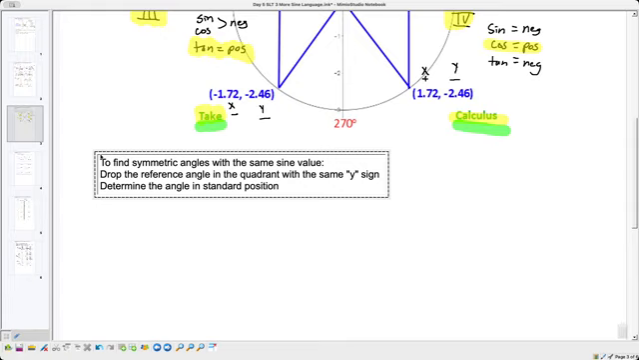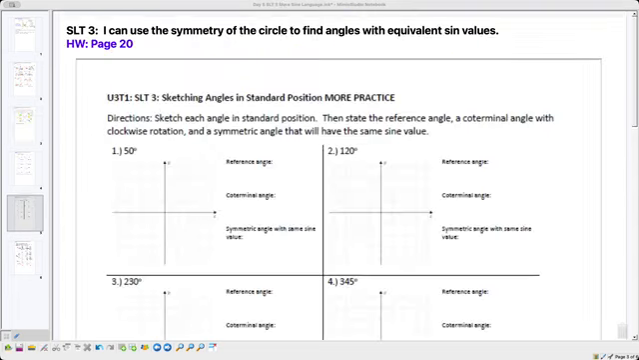All right, so once you have that jotted down, I want you to go ahead and do page 20. Sorry, not page 21, page 20. And page 20 is basically the same as last night's homework, but now we're actually going to do the angle with the same sine value. And just for practice, before I end the video, let's take a look at number 3, because number 3 is in the third quadrant. I feel like the first and second quadrant ones are a little easier.